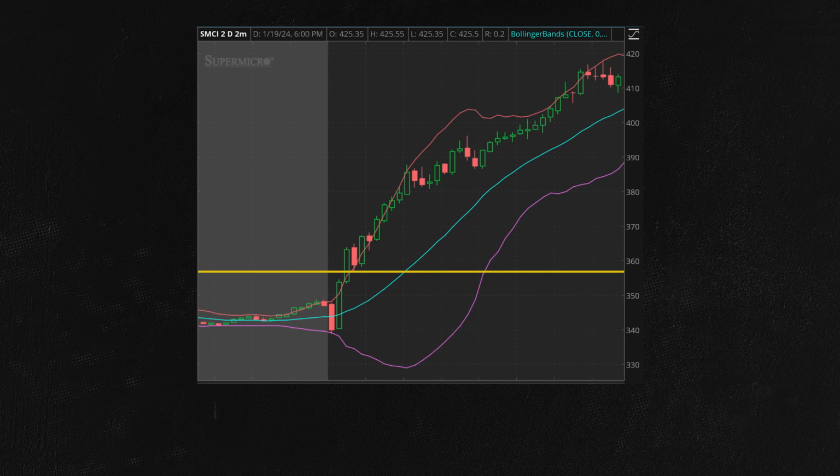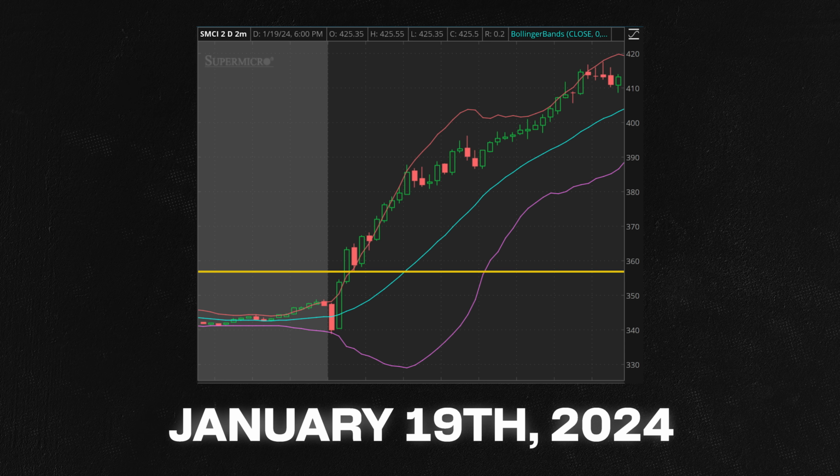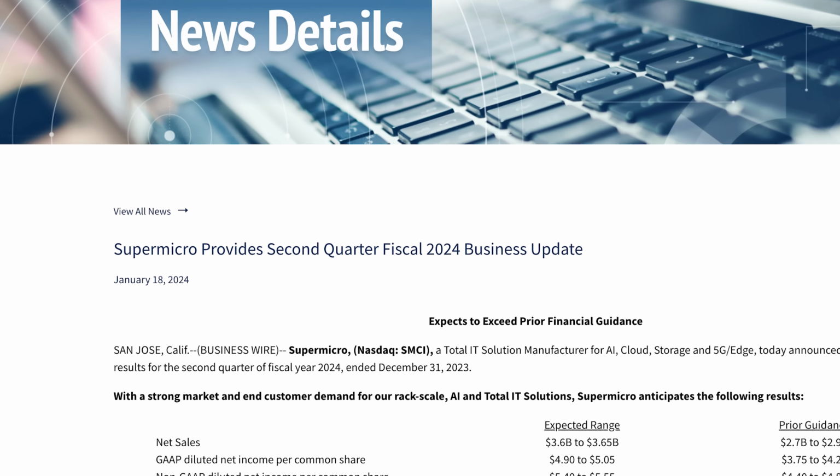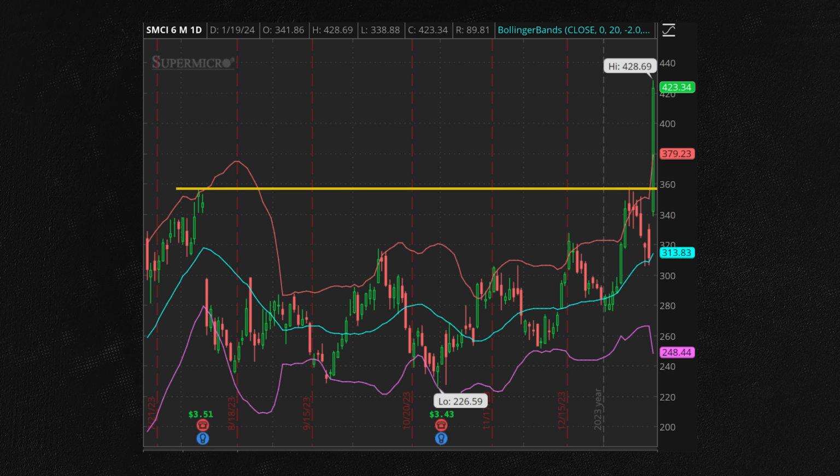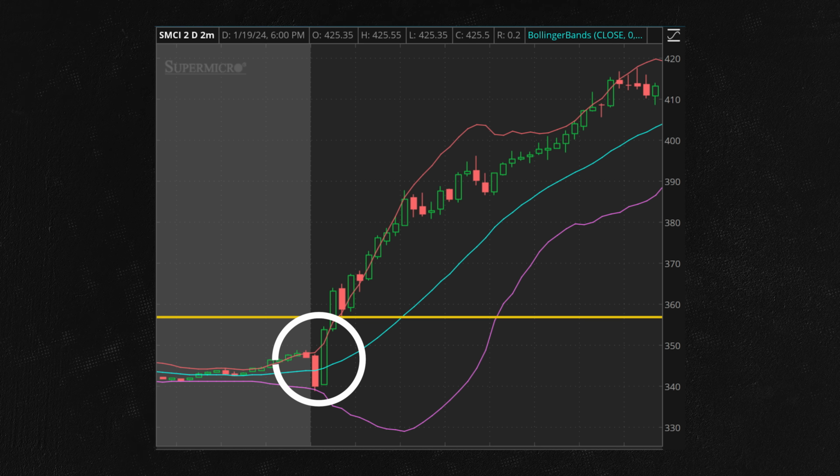Let's start off with SMCI on January 19th, 2024. On this day, SMCI gapped up in the pre-market following a promising Q2 guidance update. Positioned just below a significant multi-year resistance level at $355 and all-time highs on the daily time frame, SMCI initially saw a dip but rebounded once it referenced its opening price, turning positive on the day. This scenario presents a convergence of 3 timeframes.